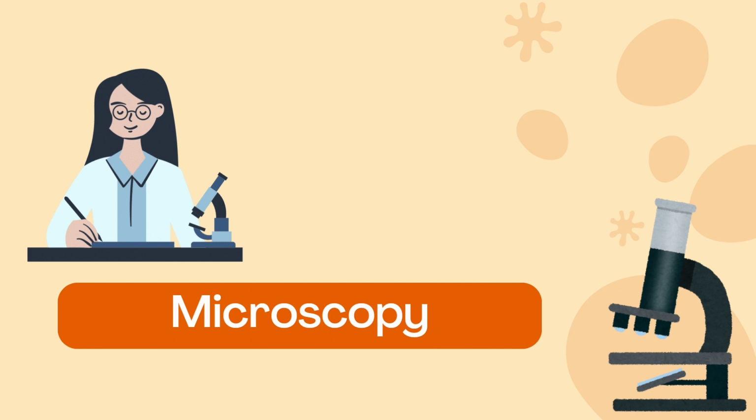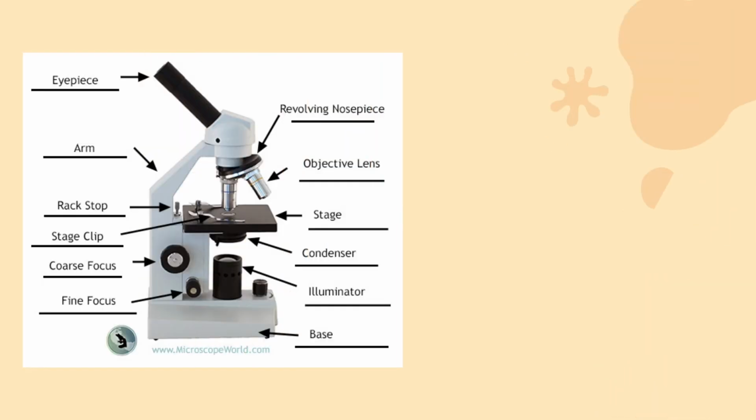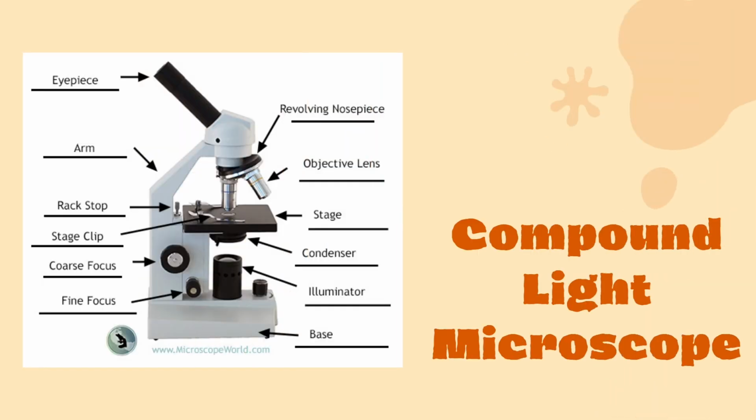Microscopy is an essential technique in biology that magnifies objects too small to be seen with the naked eye. A compound light microscope, which we extensively used in our labs, consists of several key components, each serving a unique purpose to enhance our view of the microscopic world. The eyepiece magnifies the image produced by the objective lens. Our microscopes typically come with 10 times or 15 times magnification ocular lenses.